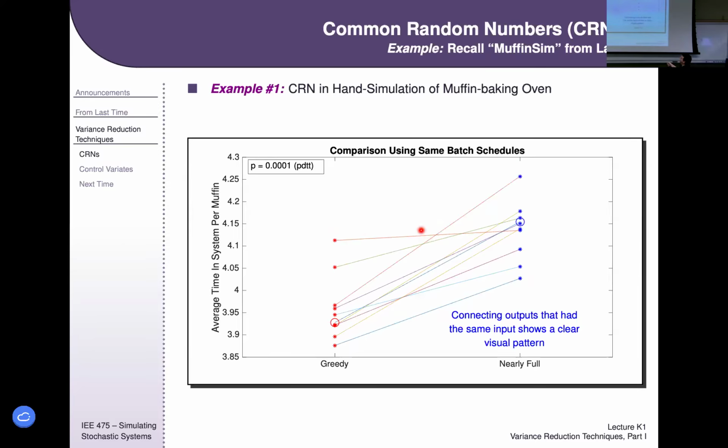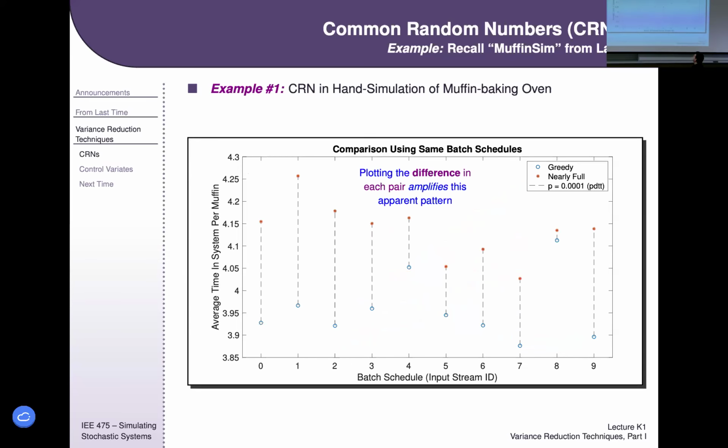It's true that there are some greedy that take longer than some nearly full, but the difference there is explained not by the policy, but by the input. So by pairing by inputs, we've subtracted off the variance due to input. So the only variance left over is the variance due to policy. We've controlled for input variance, and that allows us to have a smaller output variance so we can get a tighter estimate of the effect. That's what we've done here.